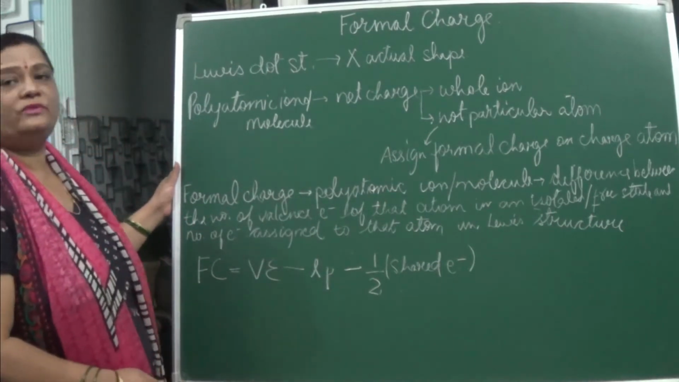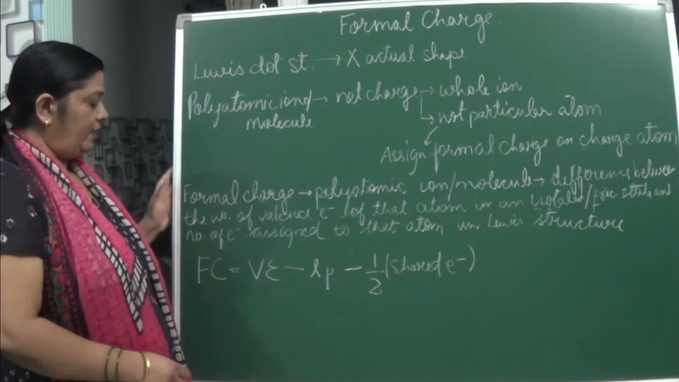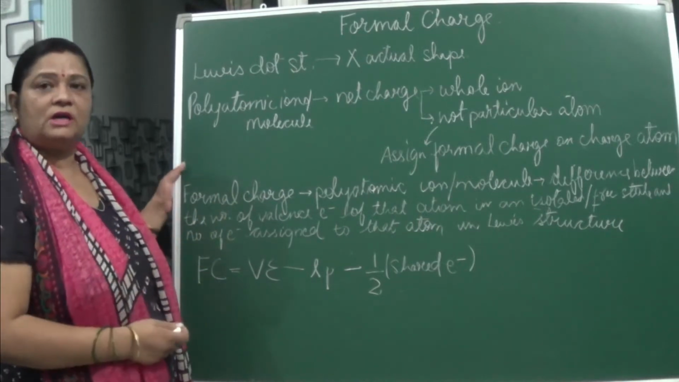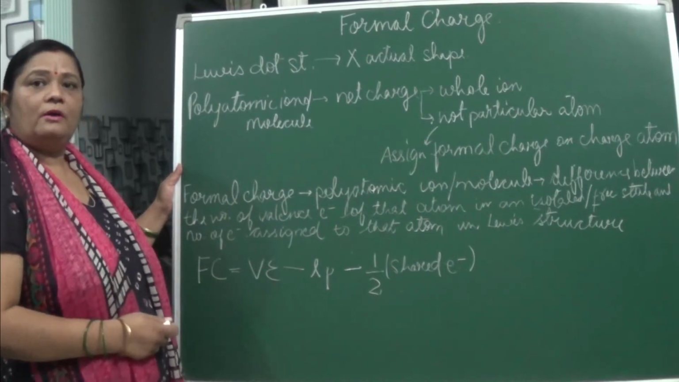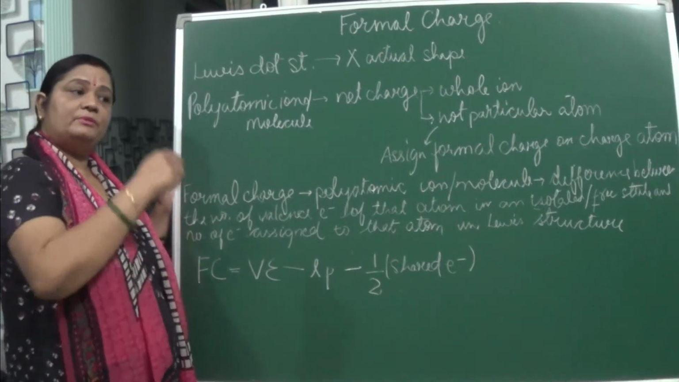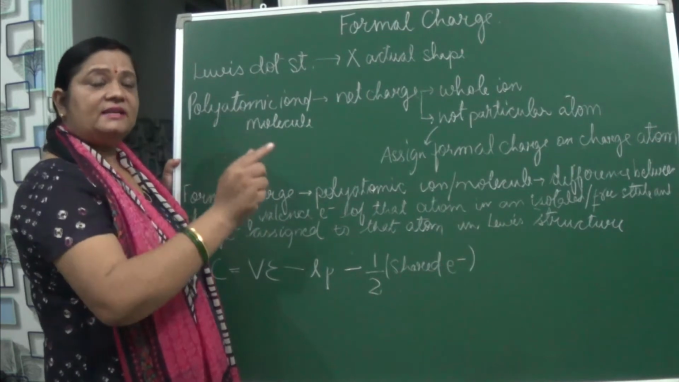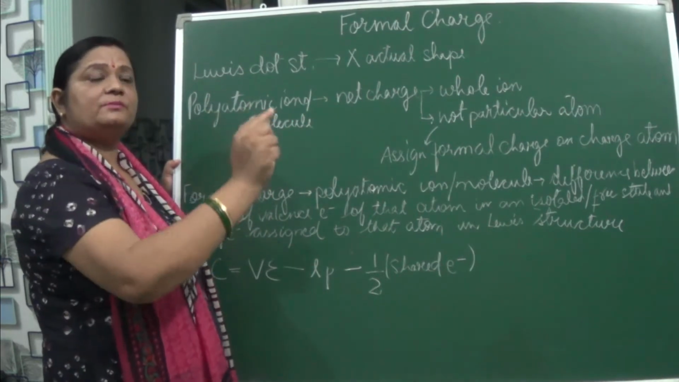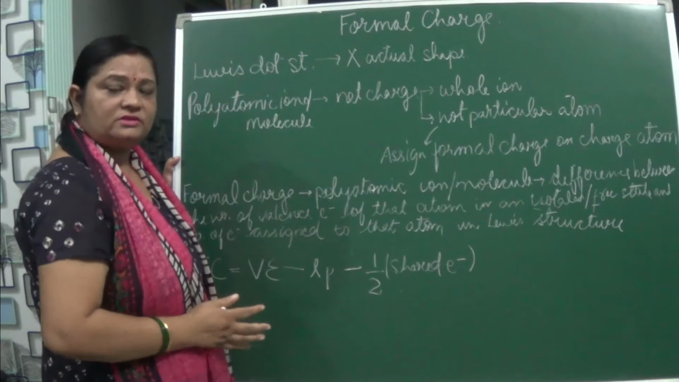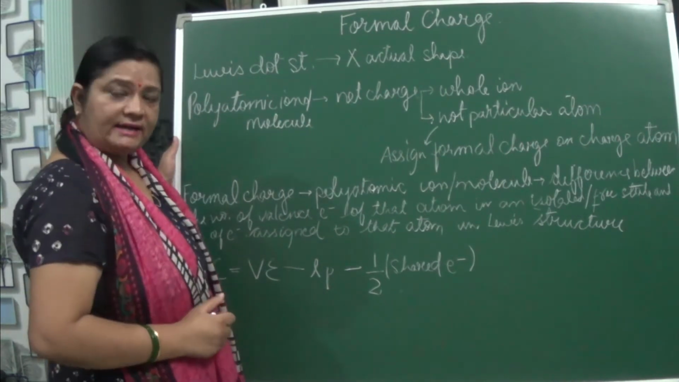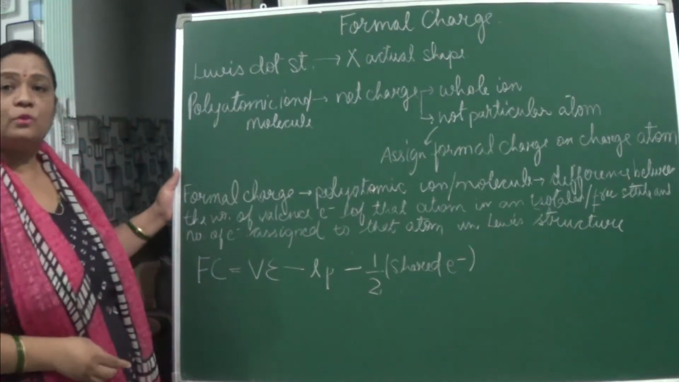Okay, so how do we take out this formal charge? Formal charge is not taken as a whole. I can't say take out the formal charge of ozone. No. Whenever I say find out the formal charge of oxygen present in the ozone, or the first oxygen present in the ozone, or the second oxygen present in the ozone, it defines that particular atom.